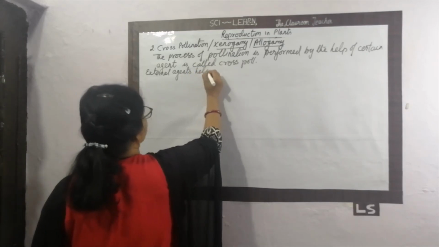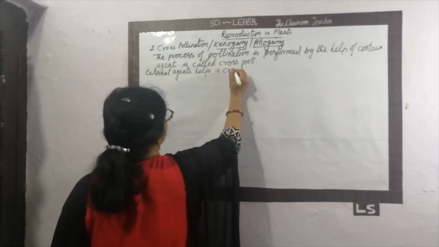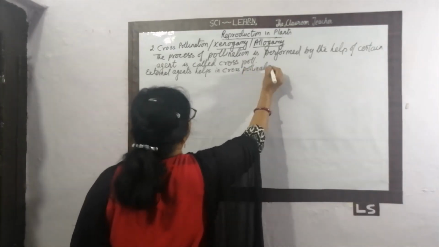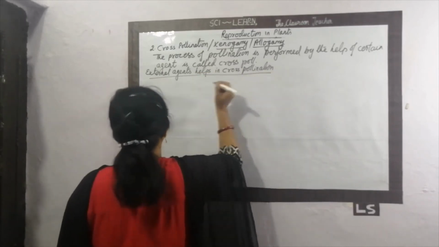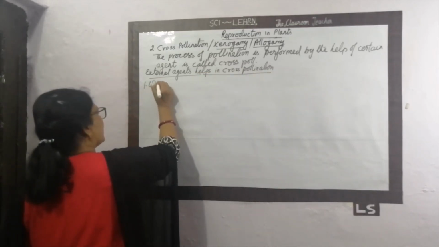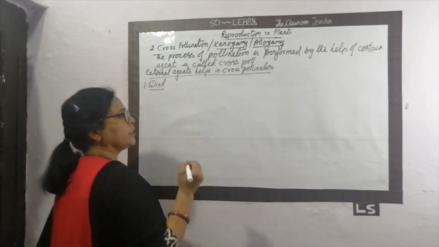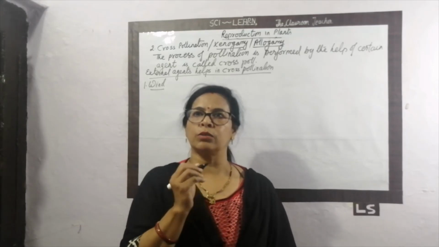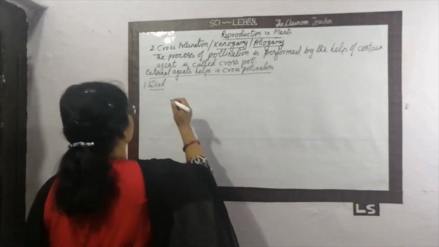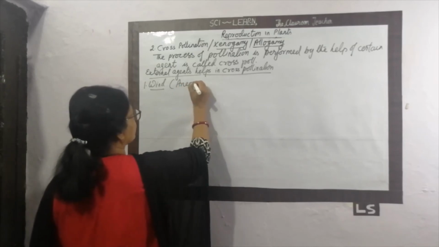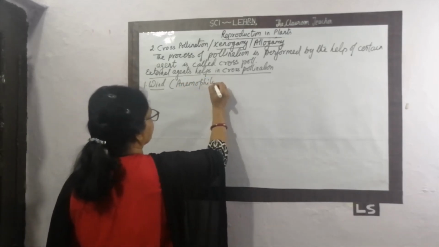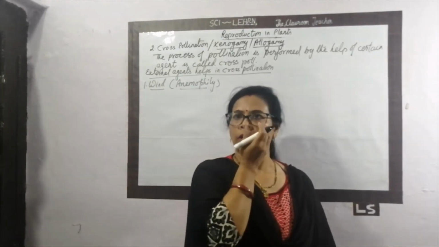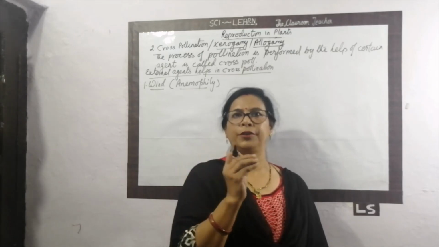Help in pollination, cross pollination. The first external agent helpful for cross pollination is called wind or air. This type of pollination is called anemophily. If the pollination occurs with the help of the wind only, it is called anemophily. Anemo is the word related to the wind.